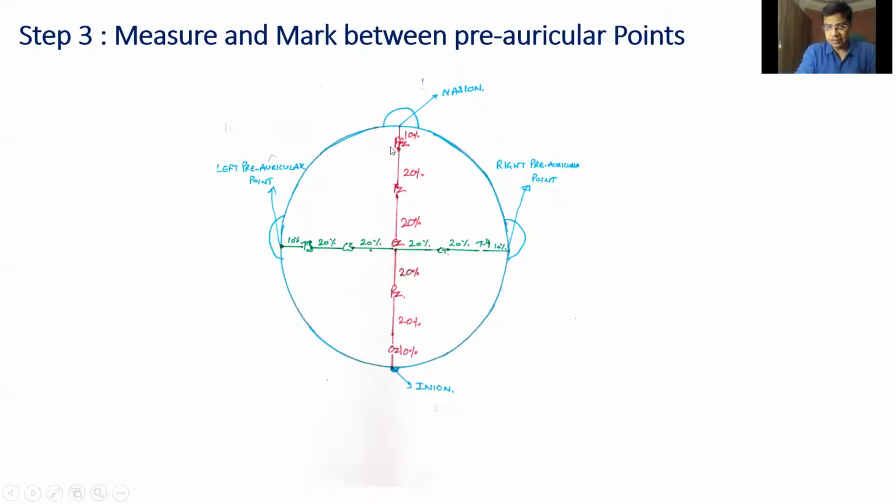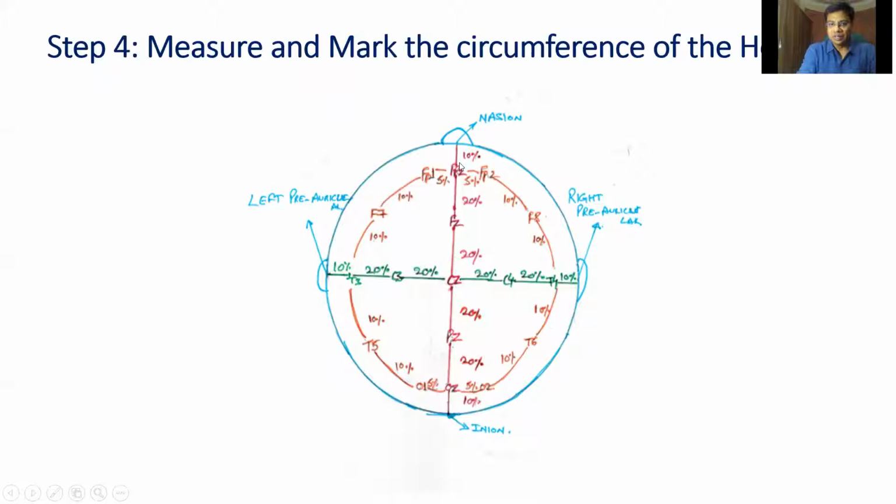Before that, I want to remind you that we have found Fpz, T3, Oz, and T4. Now we need to measure the circumference starting from Fpz, passing through T3, passing through Oz, passing through T4, and moving back to Fpz. This is how you measure the circumference of the head, and generally it is 56 to 58 centimeters in adults.